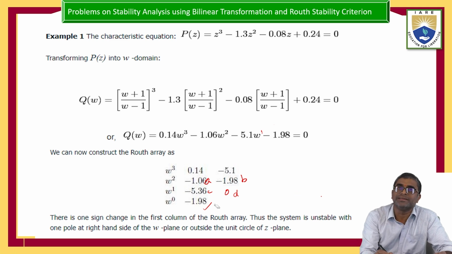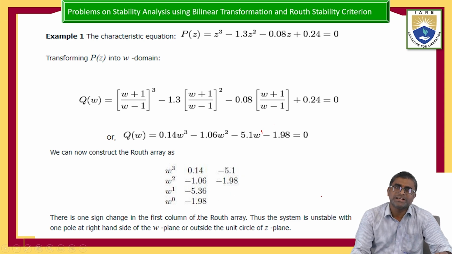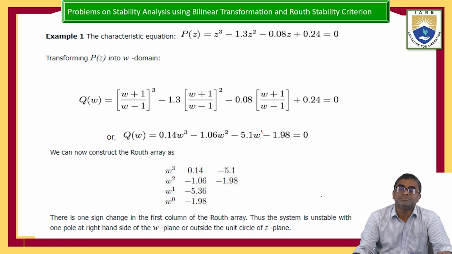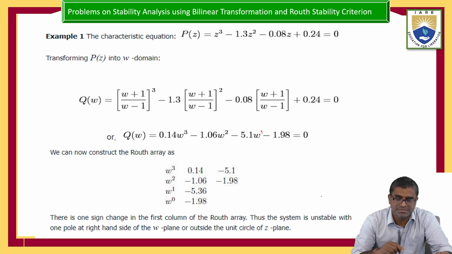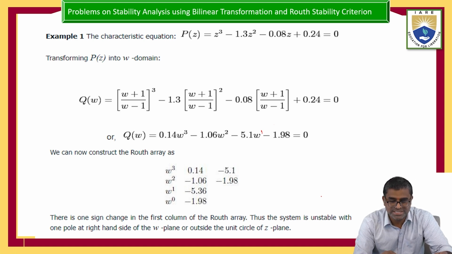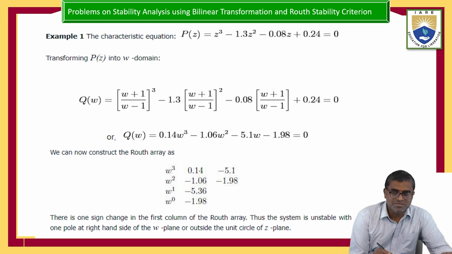Yeah, minus 1.98. So completed. Now, coming to the conditions of the Routh criteria, the stability conditions. There is one sign change in the first column of the Routh array. From here it is plus, so one sign change.